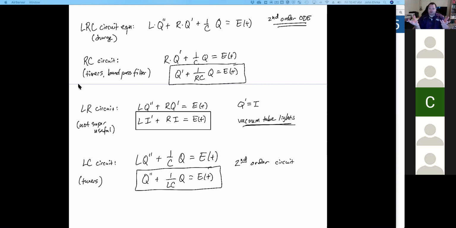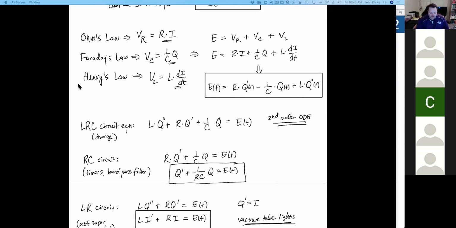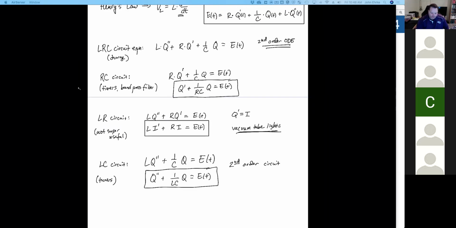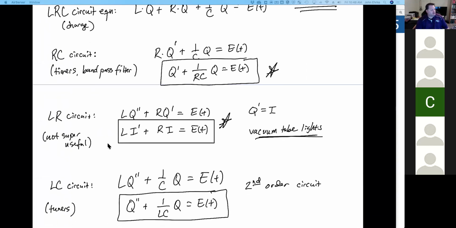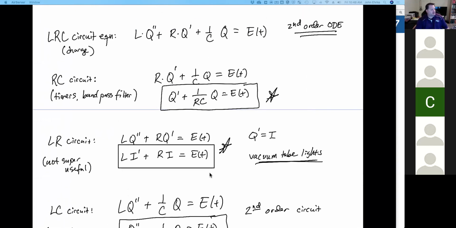How do I build the circuit or design the circuit that does what the math says? Very interesting to me at the very least. So here are the two circuits that we're going to be mostly concerned with. We're dealing with first order circuits right now, so we're going to be looking at RC circuits and LR circuits, and then eventually later in the course, we'll do LC and LRC.